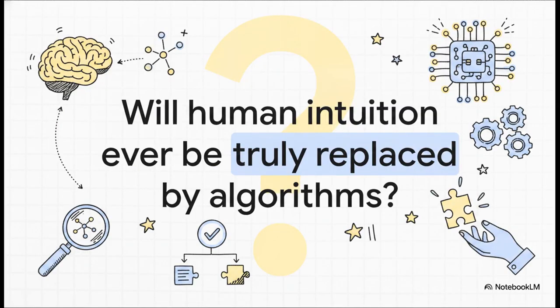Which leaves us with this final thought. In a world of increasingly automated science, where artificial intelligence and these computerized spectral matching algorithms are getting better every single day, will human intuition ever be truly replaced? Or are we always going to need that human element to finally close the case?